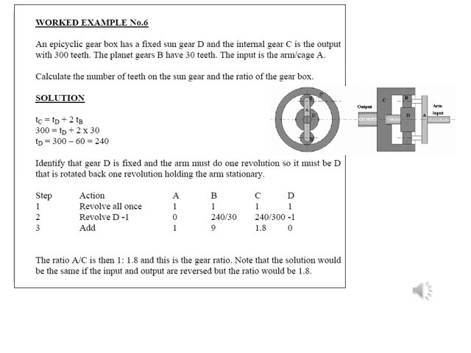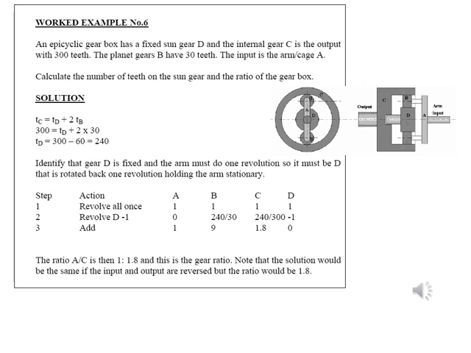So A is equivalent to 0, B is equivalent to 240 divided by 30. So in this case it is TD divided by TB. Okay, TD, sun gear D, divided by planet gear B. Okay, and then C, which is 240 divided by 300. That means TD divided by TC. Okay, previously at B it is TD divided by TB, and then column C, TD divided by TC, and then D is minus 1 revolution, and then add all those columns.